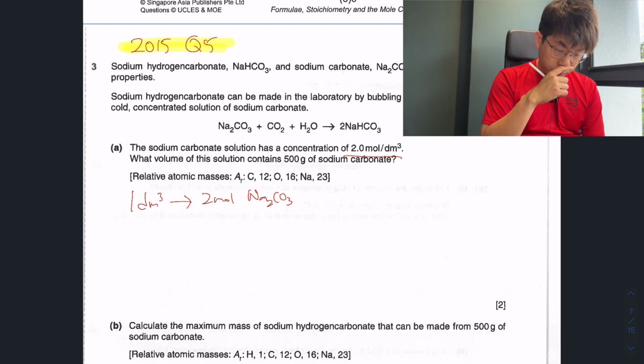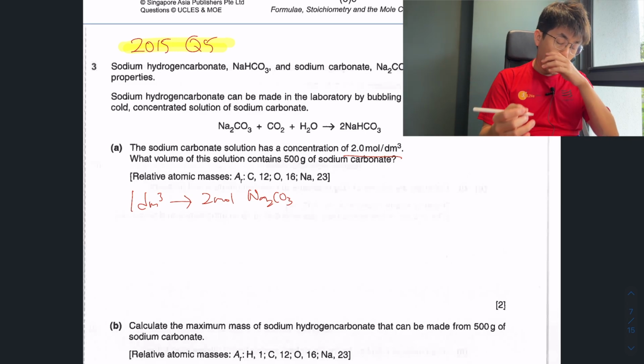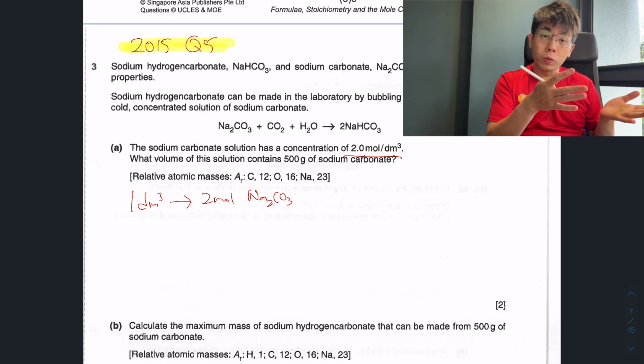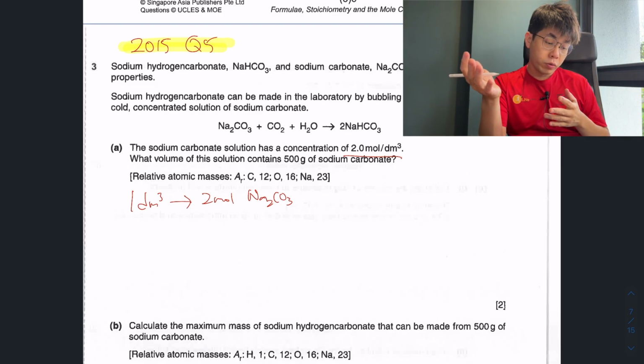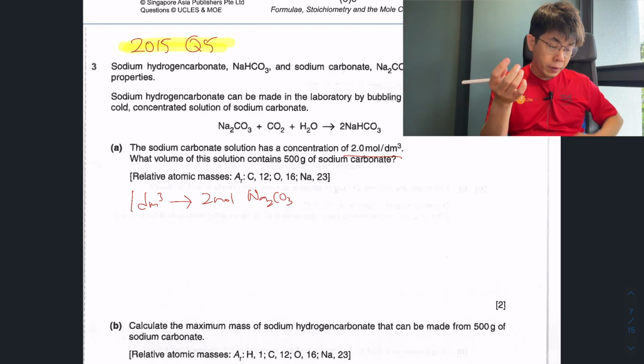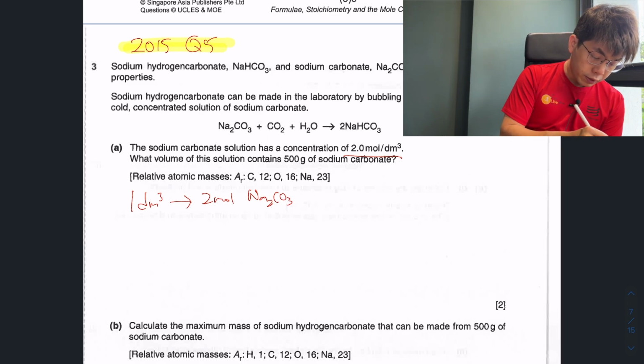So what volume of this solution contains 500 grams of sodium carbonate? The strategy that we're going to adopt is first to find out how many moles there are in 500 grams of sodium carbonate, and after that find the volume. So over here we will need to first find, number 1, the number of moles of sodium carbonate.